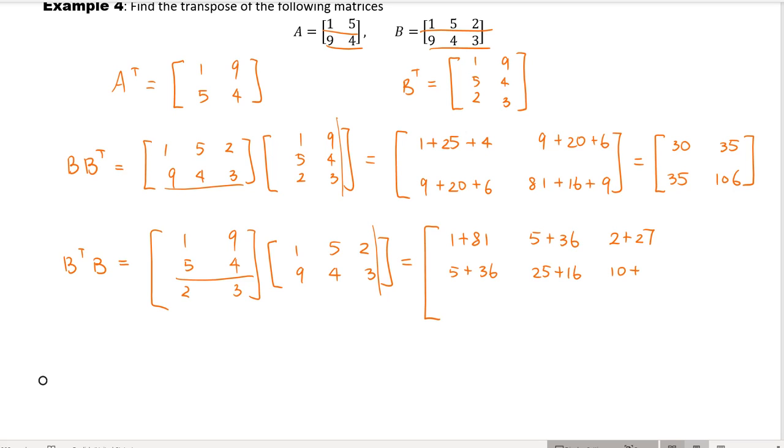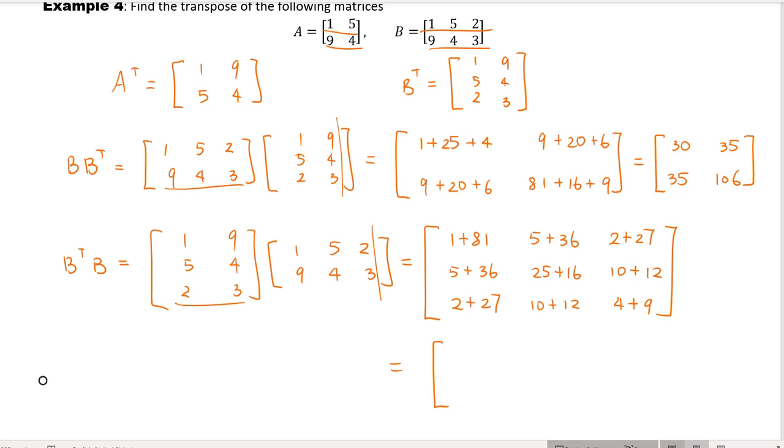4 times 3, 12. Okay, and then the third row, 2 times 1, 2. 3 times 9, 27. 2 times 5, 10. 4 times 3, 12. And then 2 times 2, 4. 3 times 3, 9.